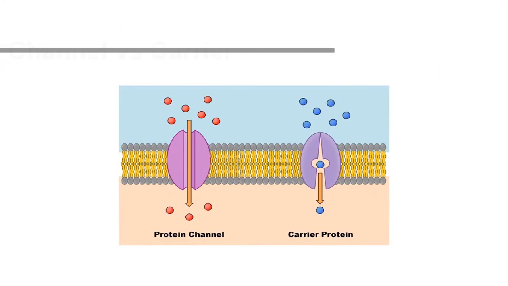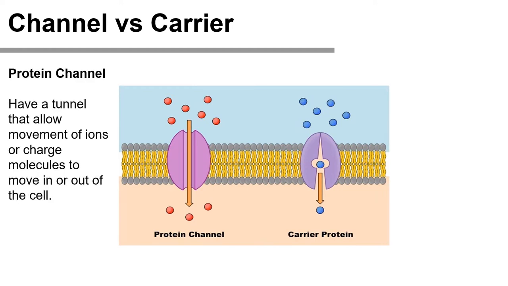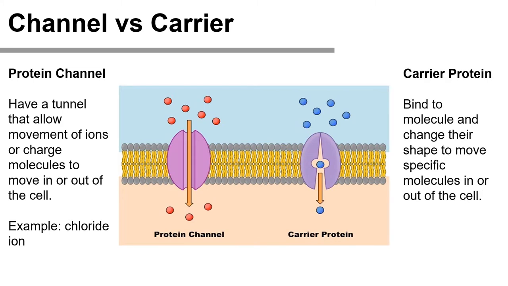There are two classes of membrane transport proteins, which are carrier and channel proteins. Both form continuous protein pathways across the lipid bilayer. Protein channels have a tunnel that allows ions or charged molecules to move in or out of the cell. An example is the chloride ion. Carrier proteins bind to molecules and change their shape to move specific molecules in or out of the cell. An example is glucose.